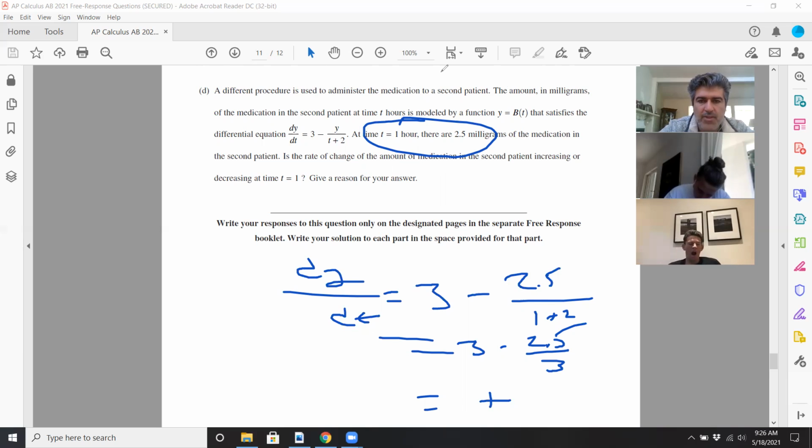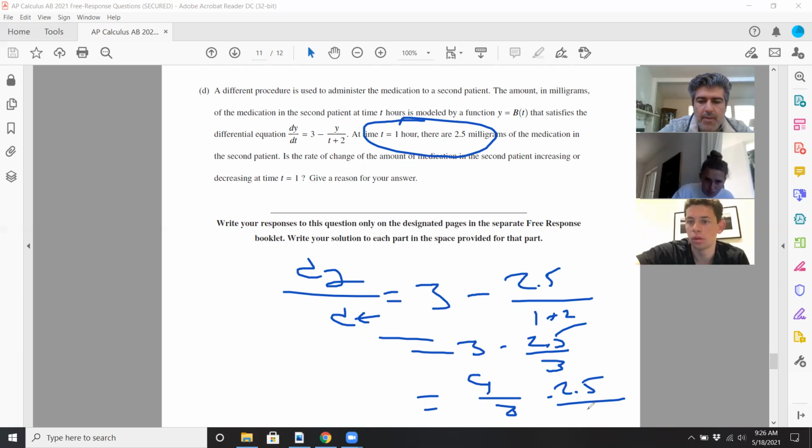More specifically, I could call it 9 over 3, which is 6.5 over 3. Okay. You still need to do the second derivative because you have to see if it is concave up or concave down, to see if the rate is actually increasing or decreasing.